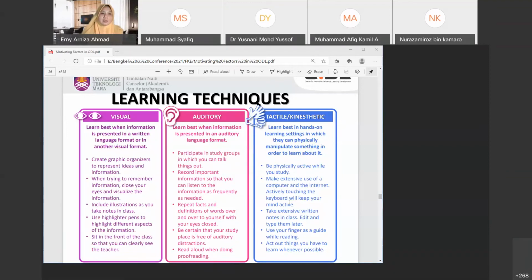Okay, right. So kalau visual learners, bila kita dah tahu tadi kita punya learning styles, kadang-kadang kita visual learners. So inilah kaedah dia. So bila kita belajar, we need to create graphic organizers. Sebab kalau kata tengok Madam Erny punya slide, I think you know Madam Erny kaedah learning style macam mana. Kan? Right? So create graphic organizers to represent ideas and information. And then when you try to remember information, close your eyes and visualize information.